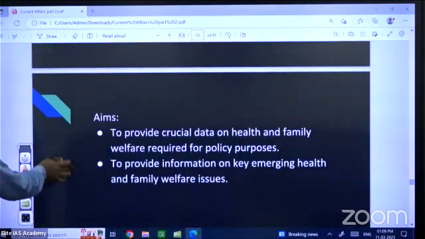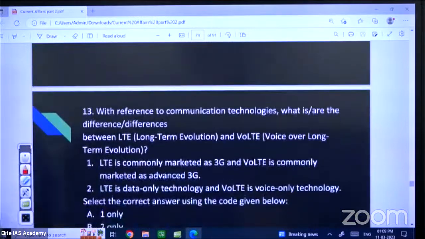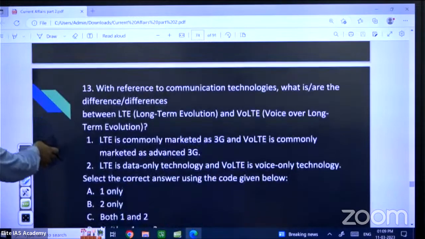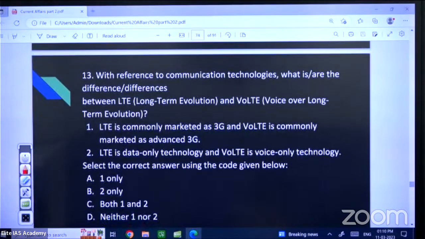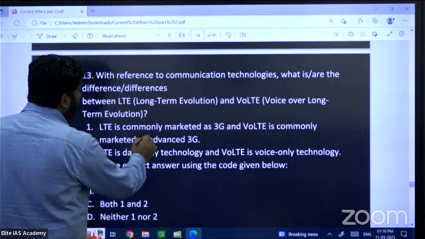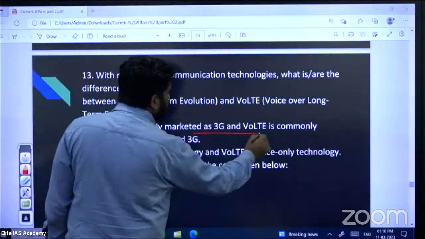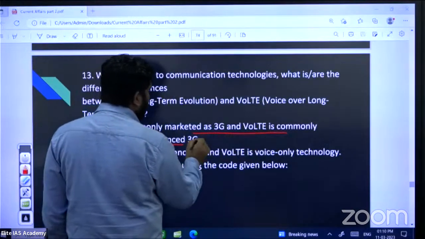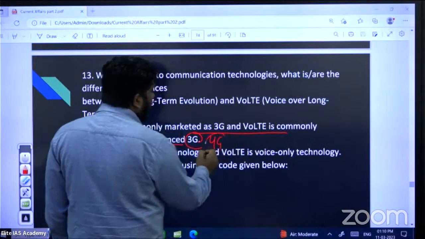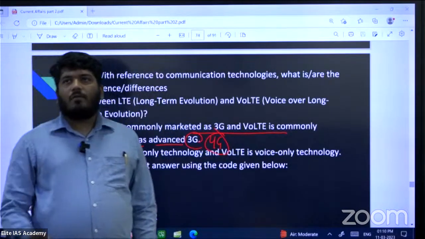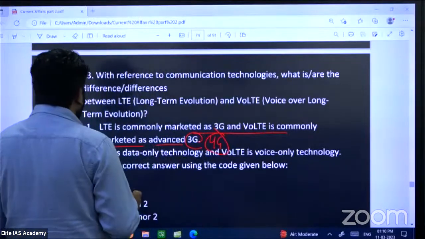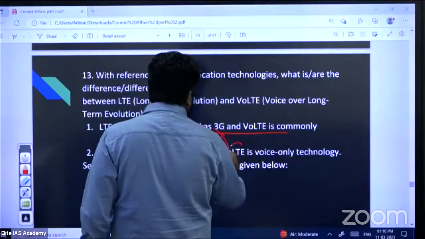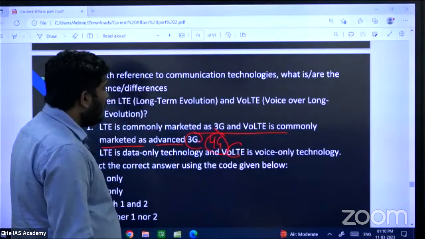Next question is, with reference to communication technology, the difference between LTE and VoLTE. Many of you use mobiles and might know this. The first option is LTE is commonly marketed as 3G, VoLTE as advanced 3G. No, it is 4G. We were earlier using 3G. When 4G was introduced, there was a sign of LTE in our mobile. And when voice calls and video calls were introduced, the sign of VoLTE appeared. So LTE is a data-only technology, VoLTE is a voice-only technology.